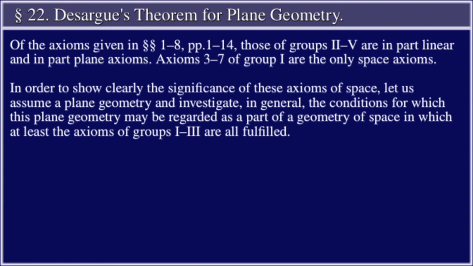In order to show clearly the significance of these axioms of space, let us assume a plane geometry and investigate in general the conditions for which this plane geometry may be regarded as a part of a geometry of space in which at least the axioms of groups 1 through 3 are all fulfilled.